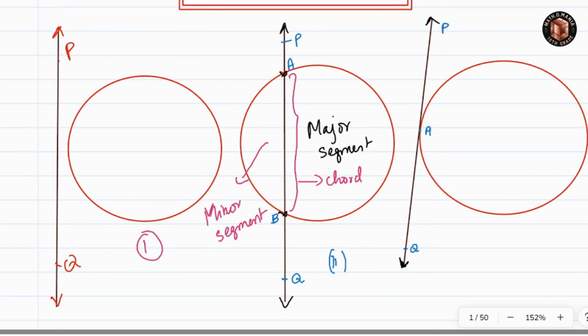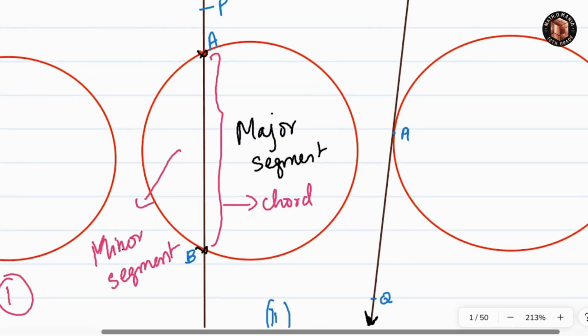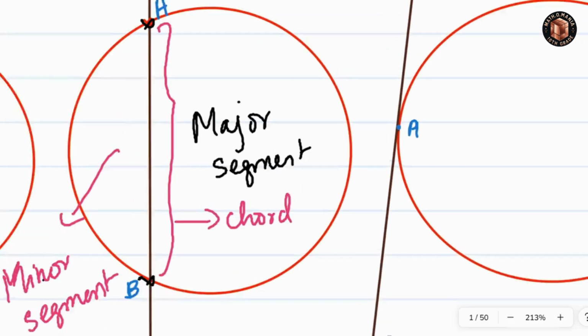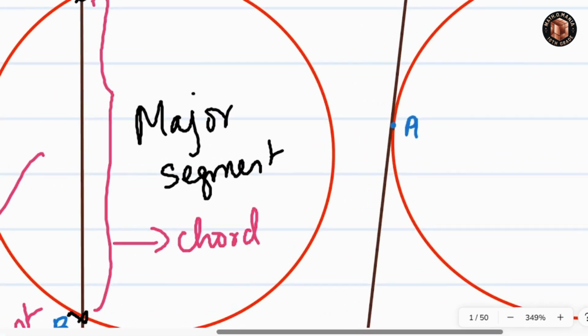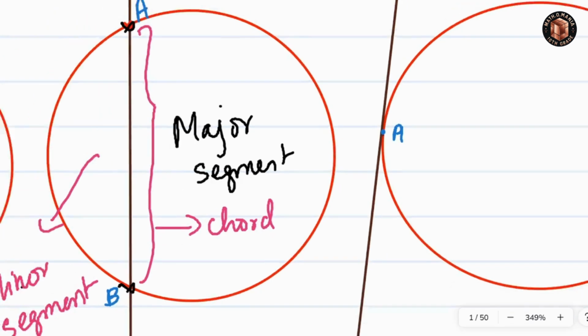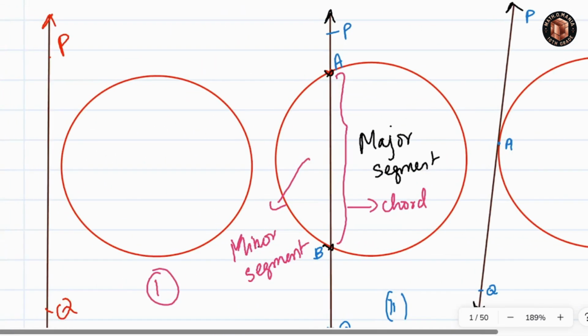Then comes the third circle. Here you can see that the line PQ touches the circle only at a single point, that is A. This line, the line PQ, is called the tangent. Clear? So what's a tangent? A tangent to a circle is a line that intersects the circle at only one point. Here you can see that it touches only at the point A. Right? This is called a tangent.